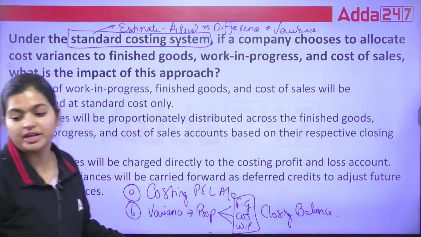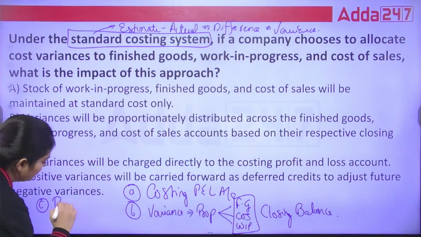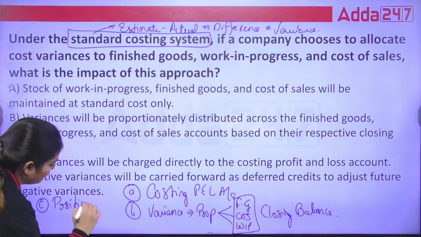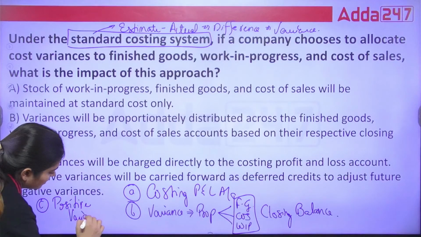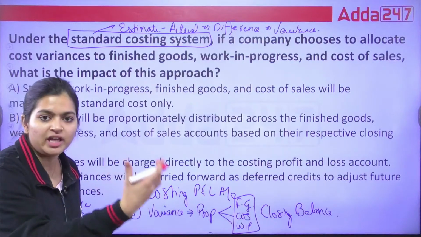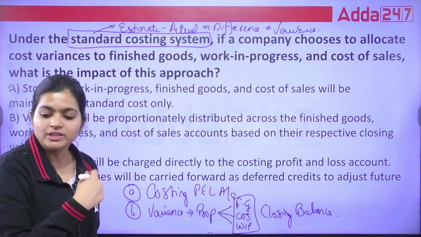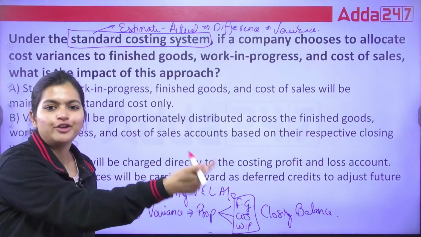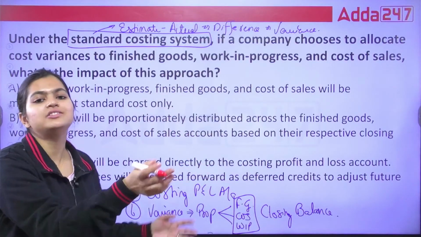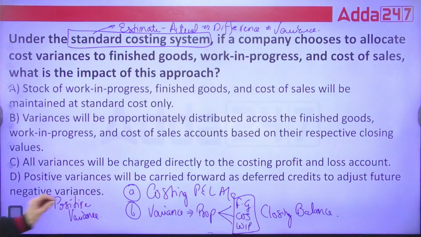The second accounting treatment. Now, the third accounting treatment says, if you are getting positive variance, you can defer this positive variance to the future years, so that if you incur any negative variance in the future, you can set it off. So we have these three types of variance accounting treatment.